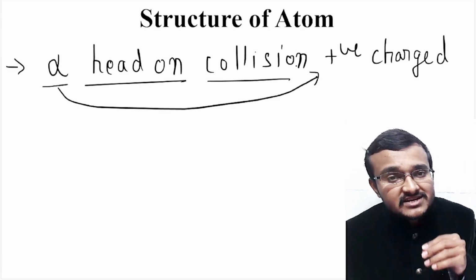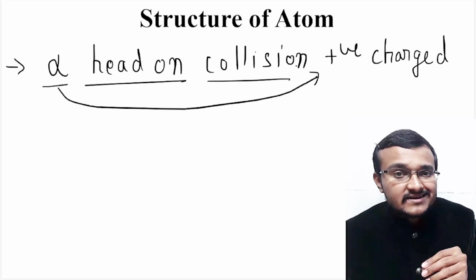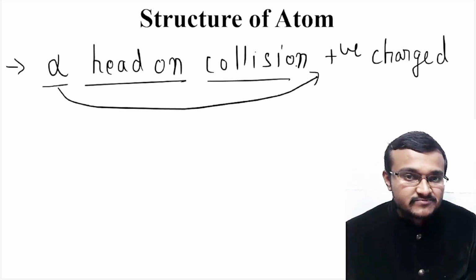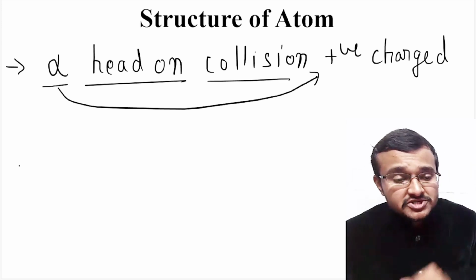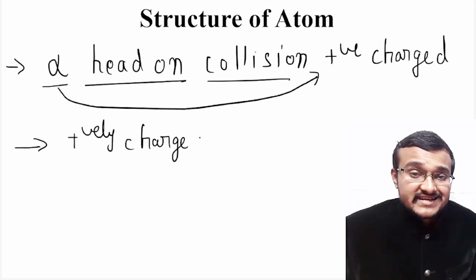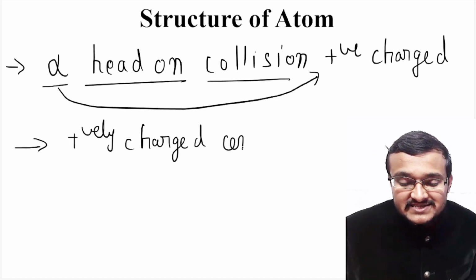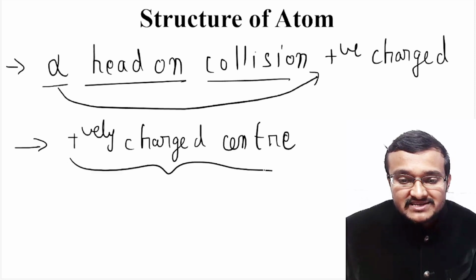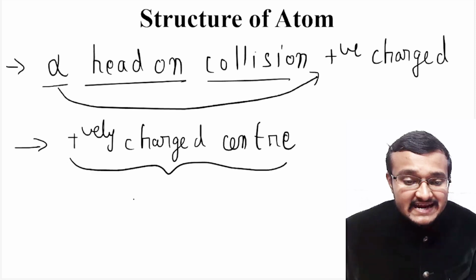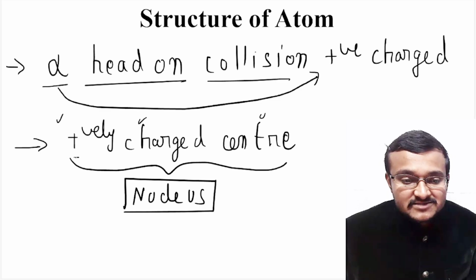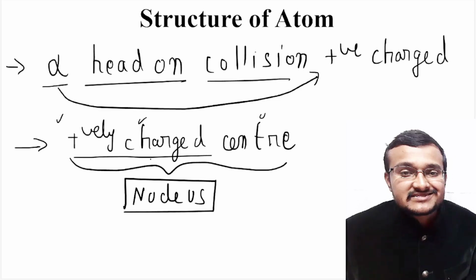So these were the conclusions given based on the observations made by this gold foil experiment. Based on these conclusions, Rutherford's atomic theory was built. So there is a positively charged center in an atom, and this positively charged center present in an atom was named the nucleus. This nucleus contains the positively charged particles.